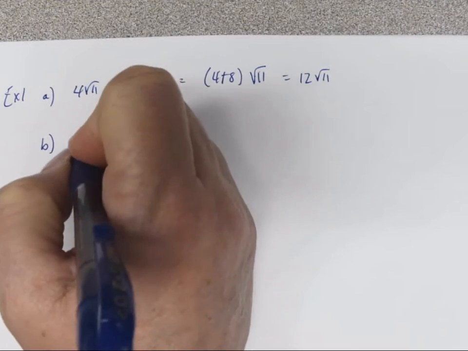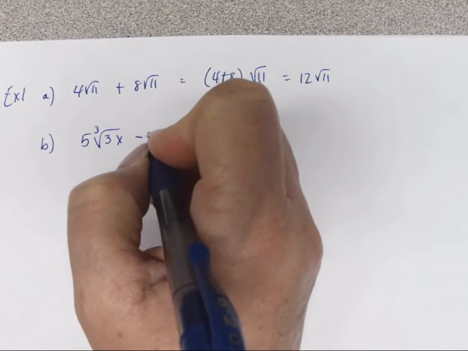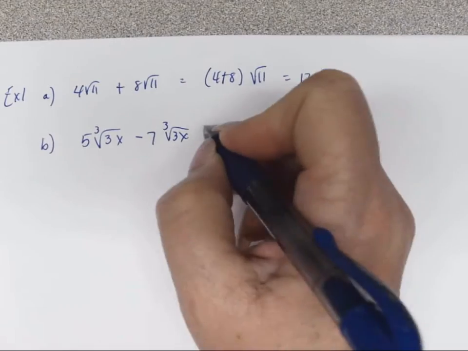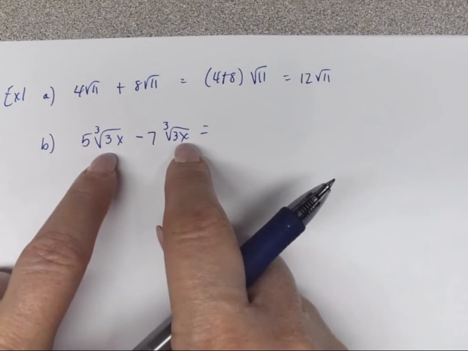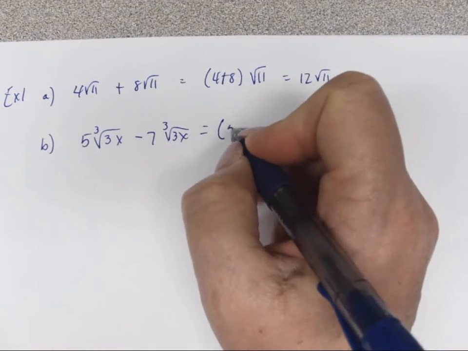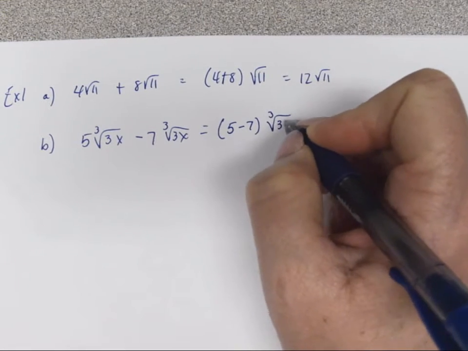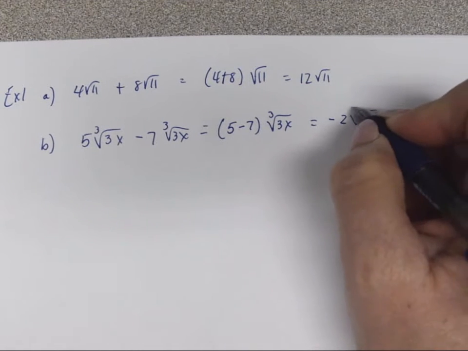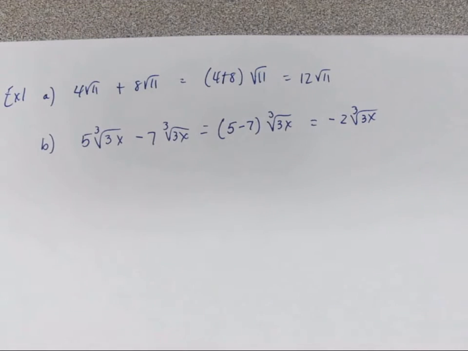All right, let's look at 5 cubed roots of 3x minus 7 cubed roots of 3x. Well, they're both cubed and they both have the 3x. So this gets us 5 minus 7 cubed roots of 3x. 5 minus 7 would be negative 2 cubed roots of 3x. And you don't always have to do this. I'm just doing that so you understand where the numbers are coming from.